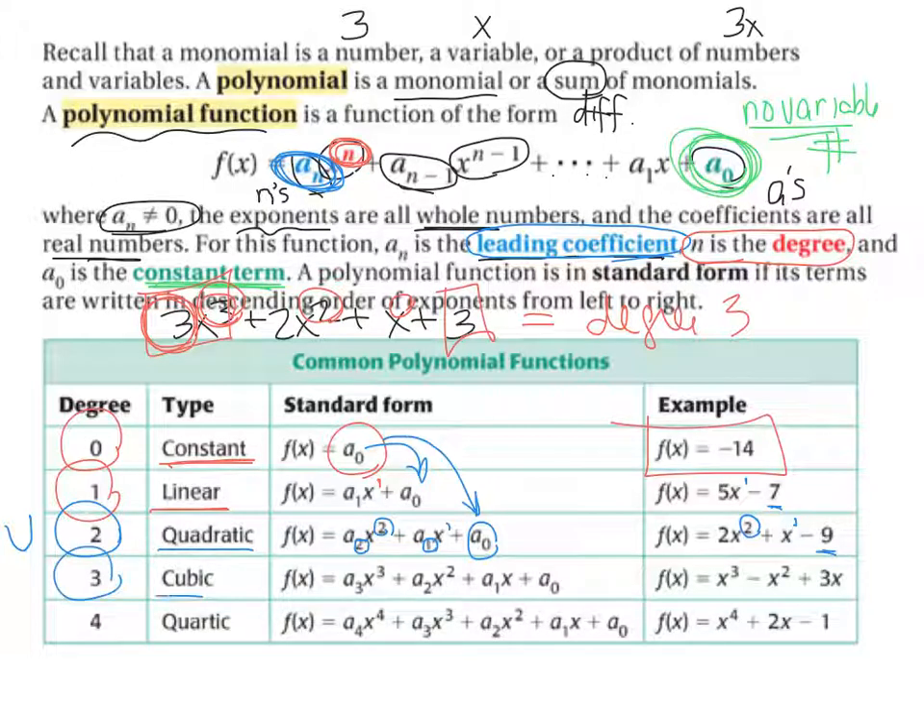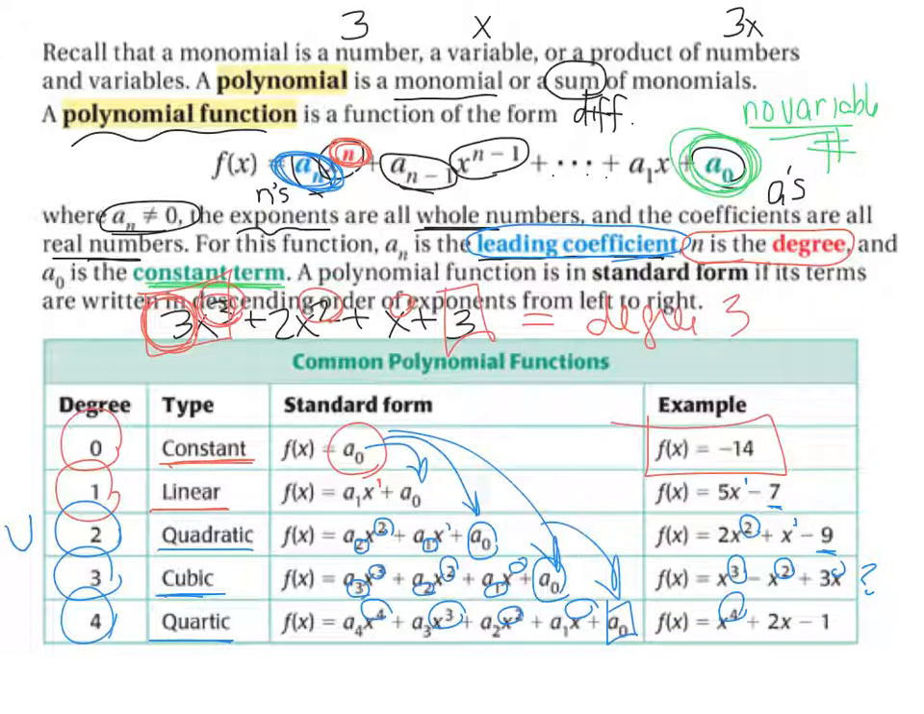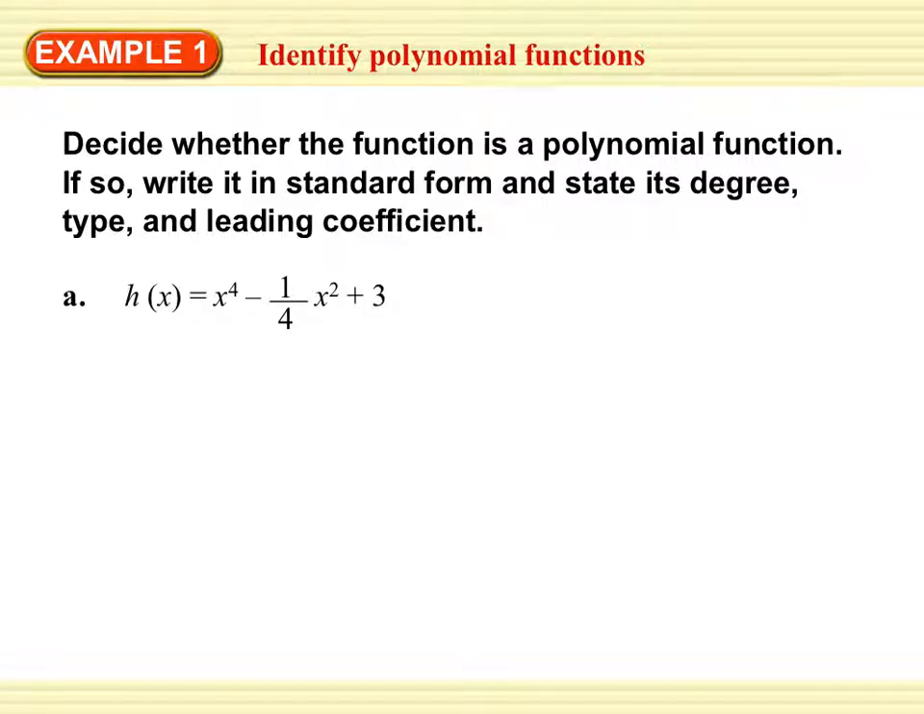Okay, third power is cubic. Notice I've got third power, second power, first power, and a constant. My constant in this case is 0. And then fourth power is quartic. Fourth, third, second, first, constant. Notice we're only showing fourth power, first power, and my constant. All right, to example 1.